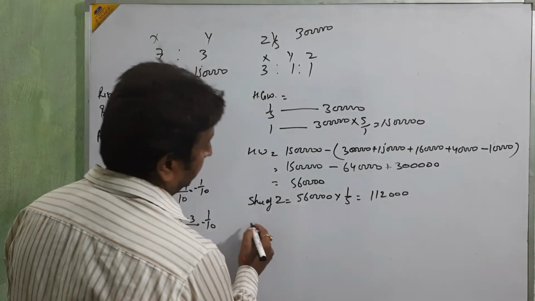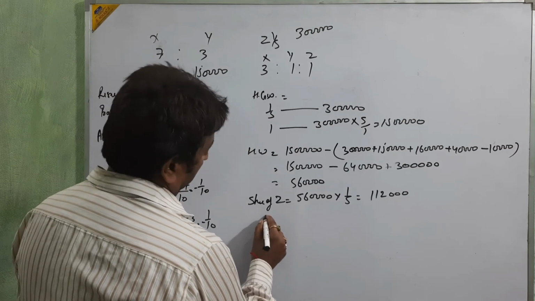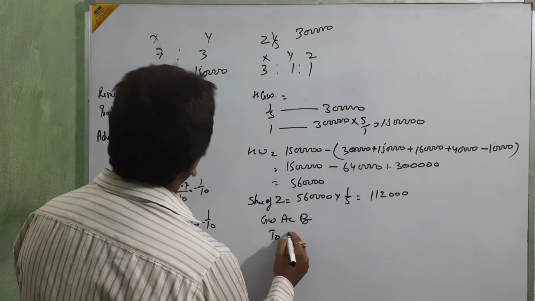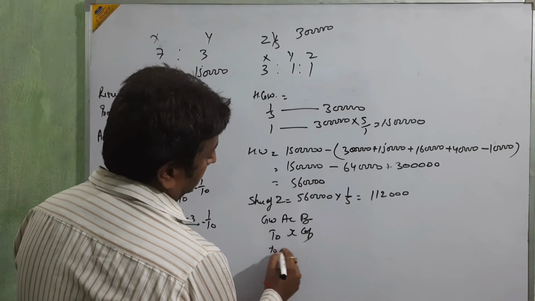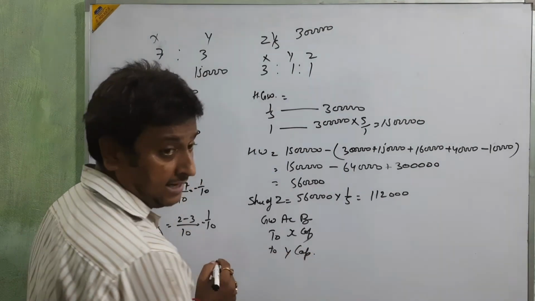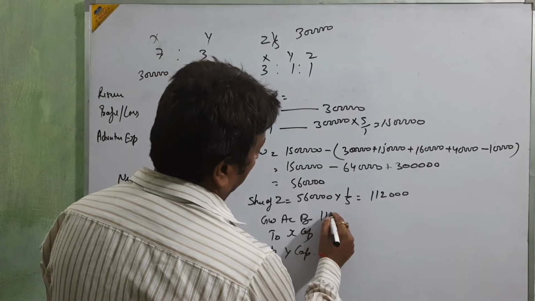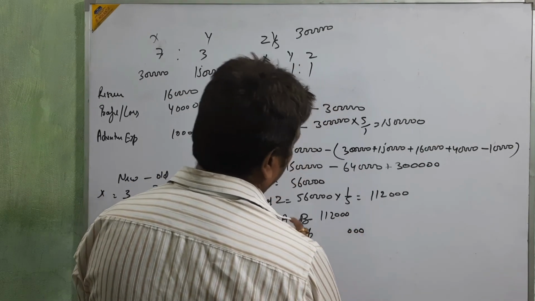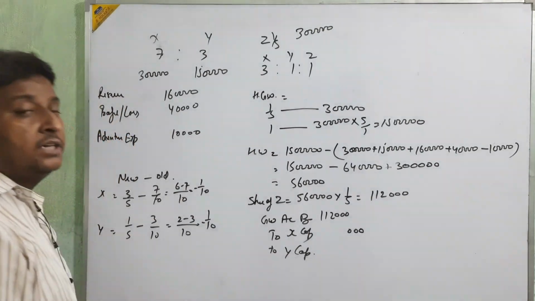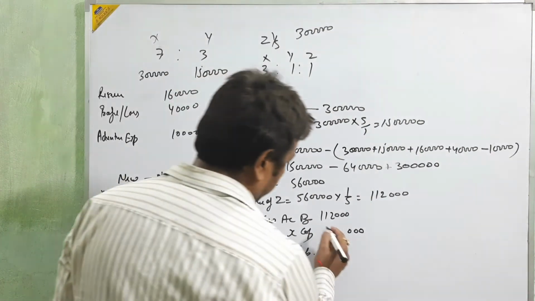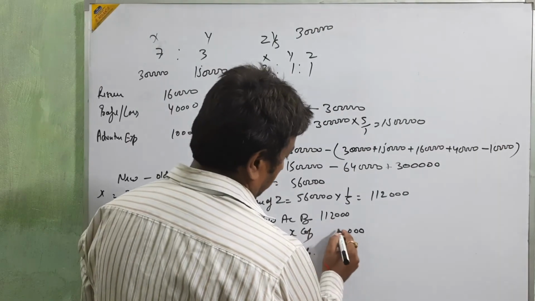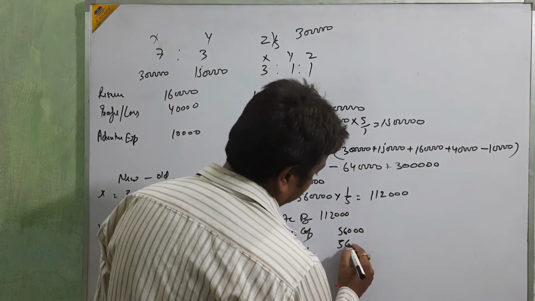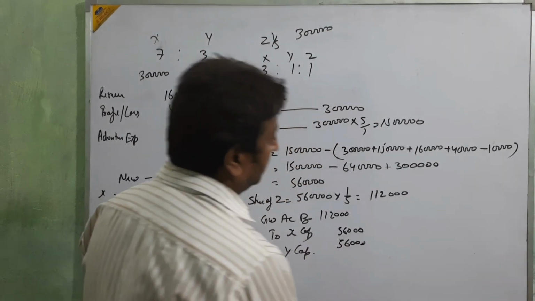So then goodwill account debit to X capital and to Y capital. The amount is 1,12,000, divided by 2 is 56,000. Both are getting 56,000.